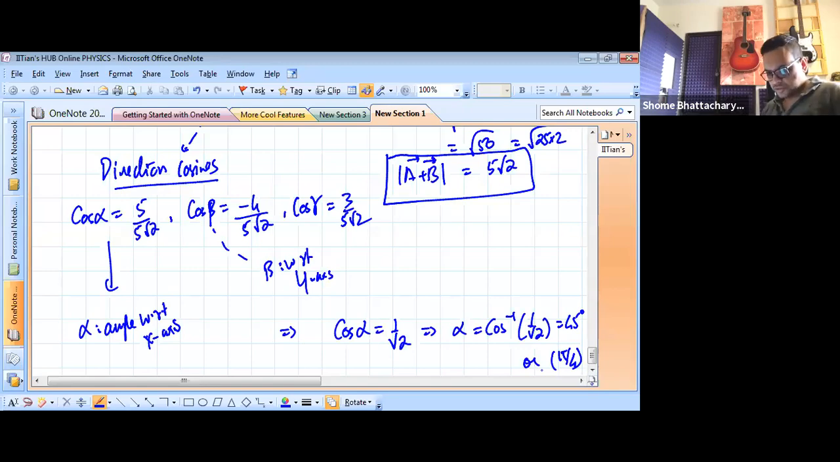So the answer is wrong, is it? Let me check. Answer is given as what? B, no? Answer is given as B, so it is correct. This thing is equal to 5 by root. That's how it reduces to that. So this is correct. It's just given in a different form.